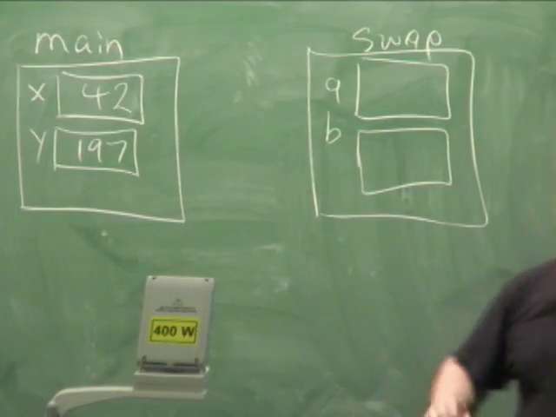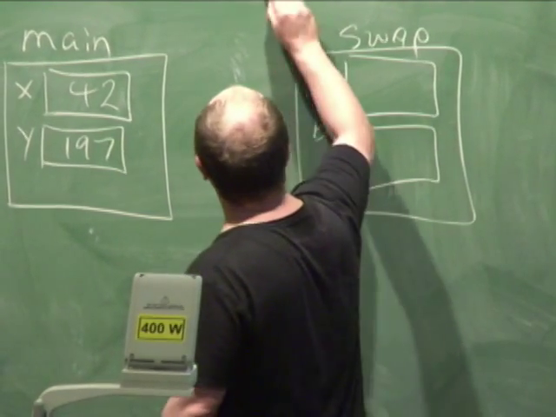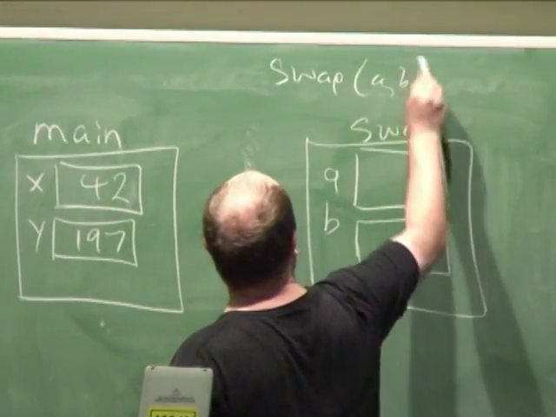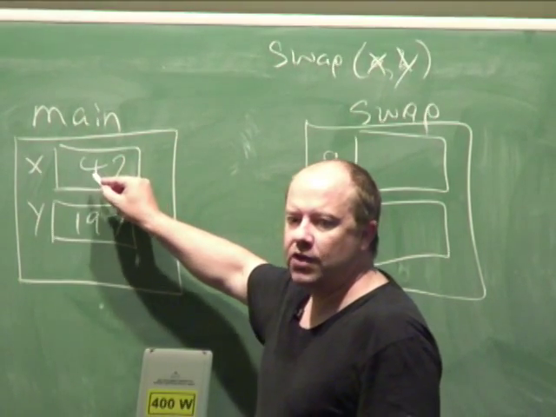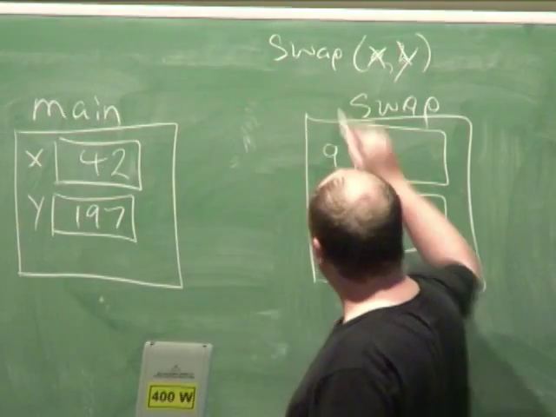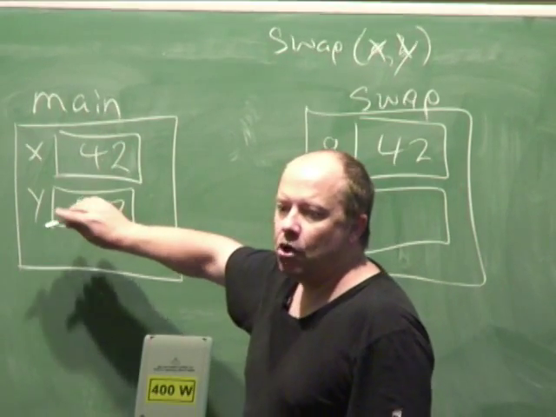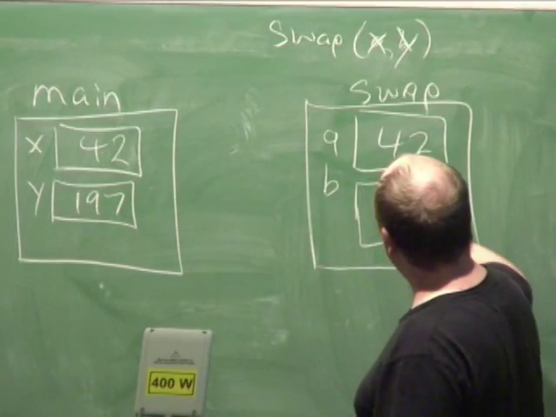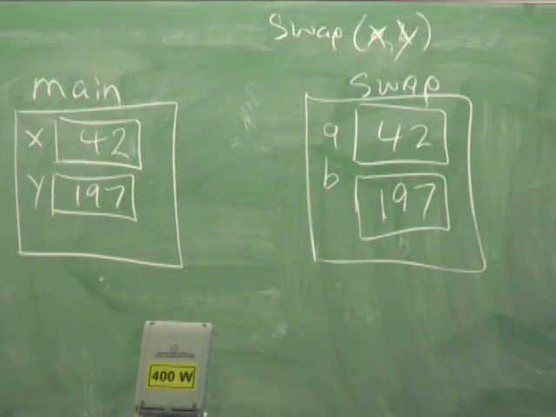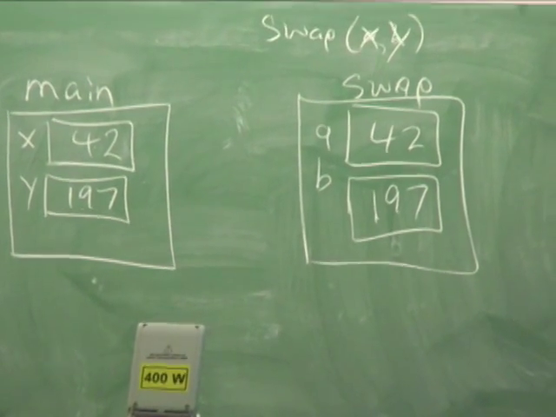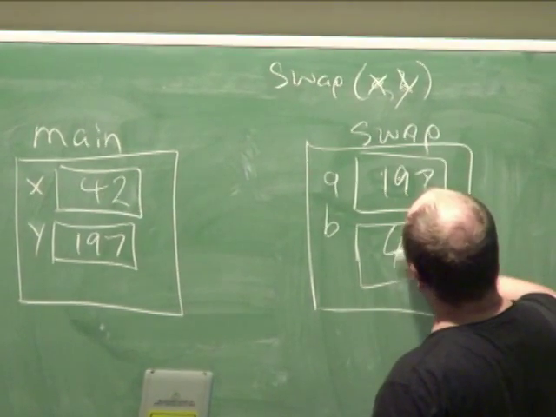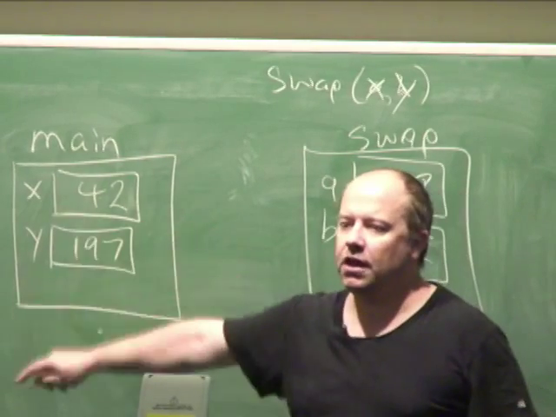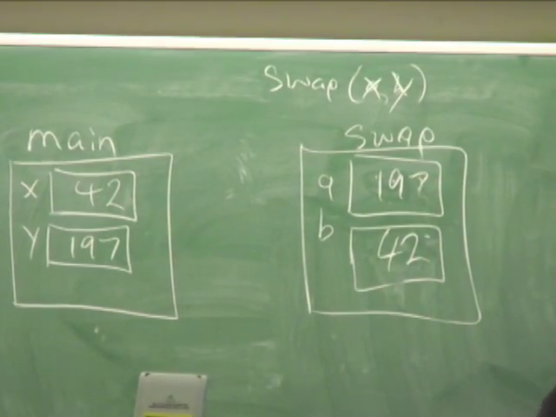My original version didn't work. What happens when I call swap AB? Oh no, I called swap X and Y, sorry. Swap X and Y. X, this 42 over here, gets copied. It's actually a copy of it and gets put here. And then we take the value of Y, get the number in here, and write it over here. Okay? And then I successfully swap them around. Like this, nothing changes over here because I'm working with copies of the values. All right, so that's the original version that didn't work.